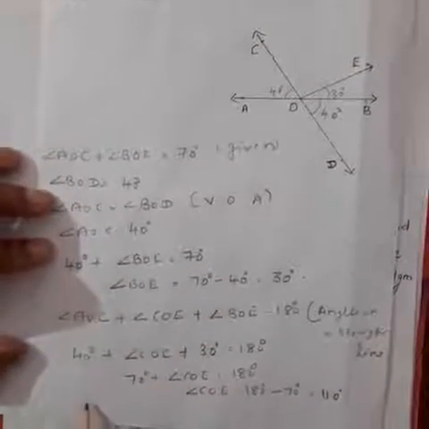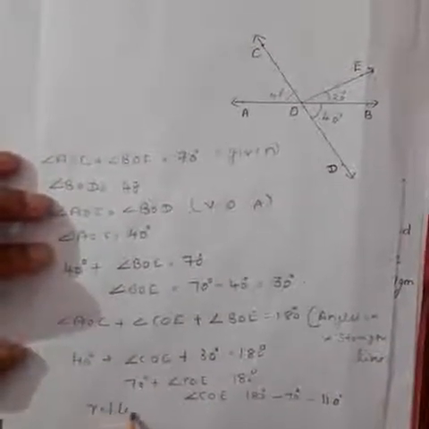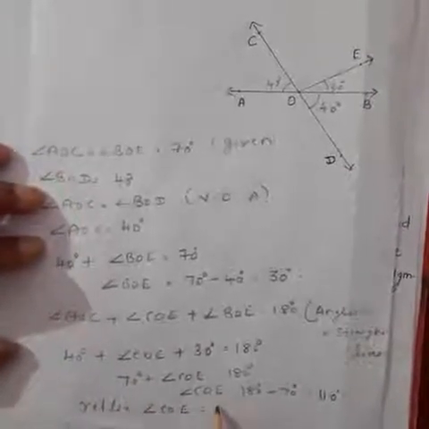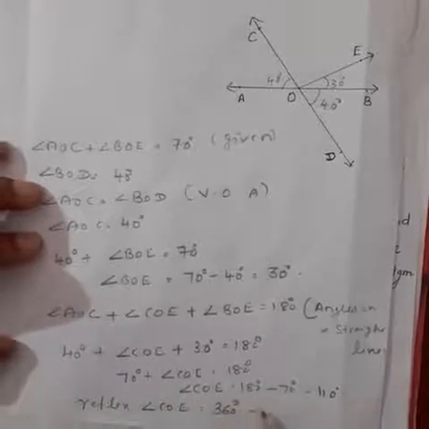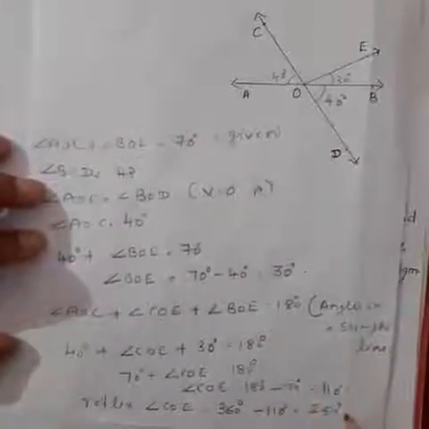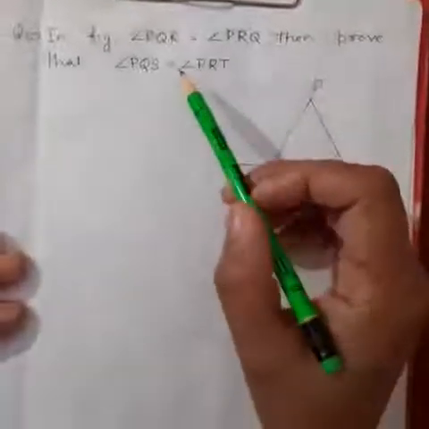Now, what is reflex angle COE? How will you find the reflex angle? That is 360 minus 110, that is equal to 250 degrees. Let's solve the next question.